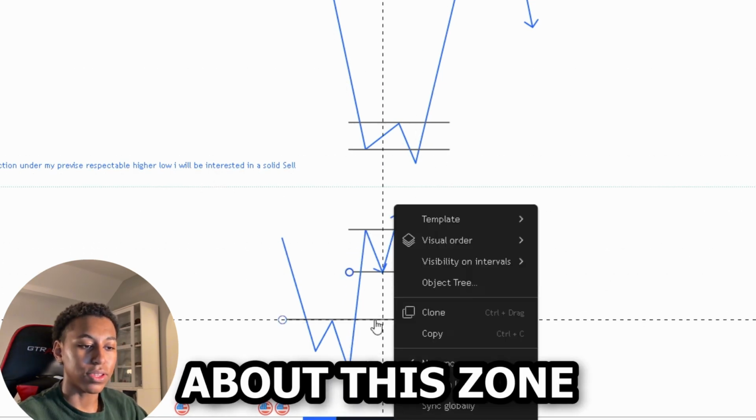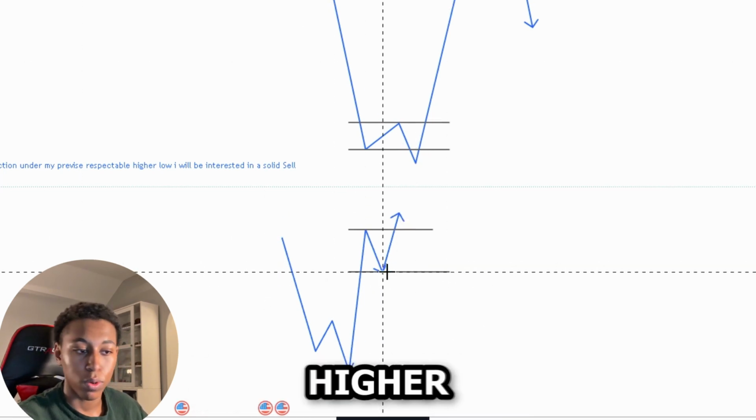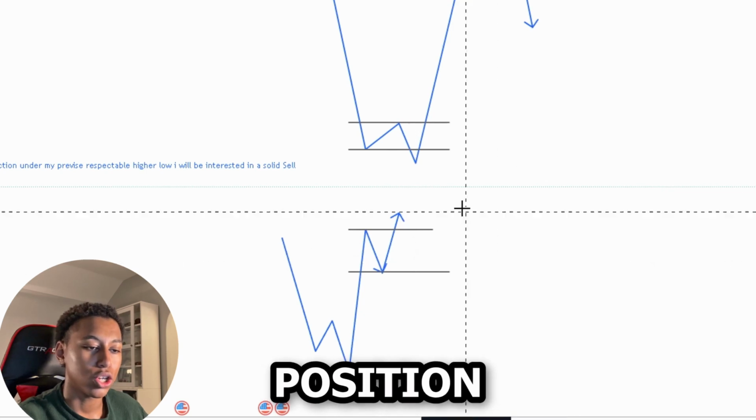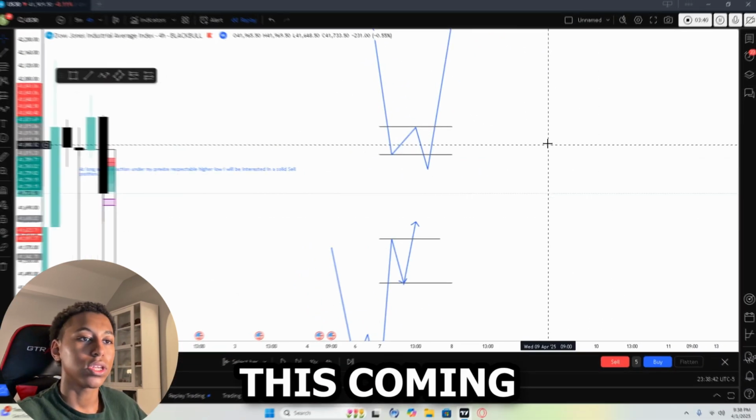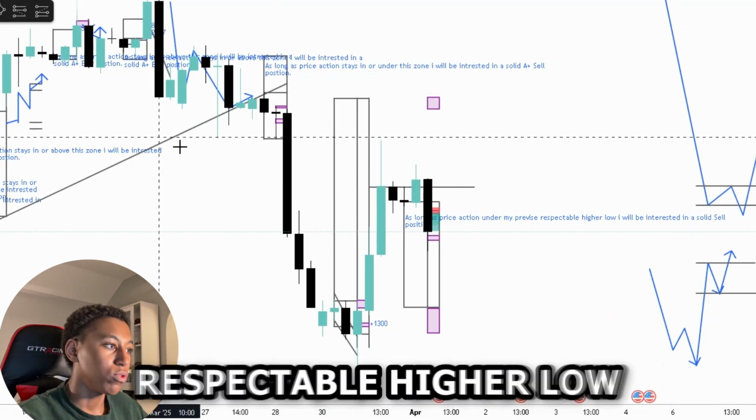Now, I don't even care about this zone. When we're at this point, I know as long as price action stays above my previous respectable higher low, I want a solid A+ buy position. So how does that involve this? Coming into this zone, you guys can see we created a new respectable higher high, a new respectable higher low.